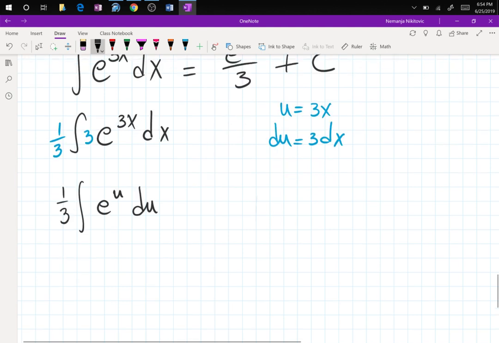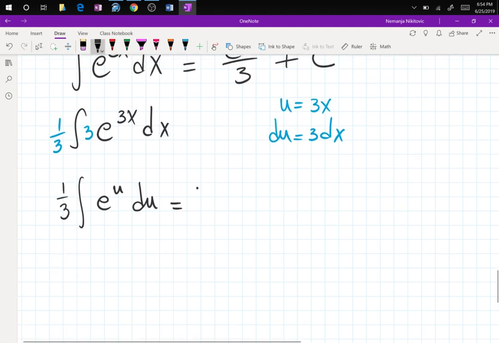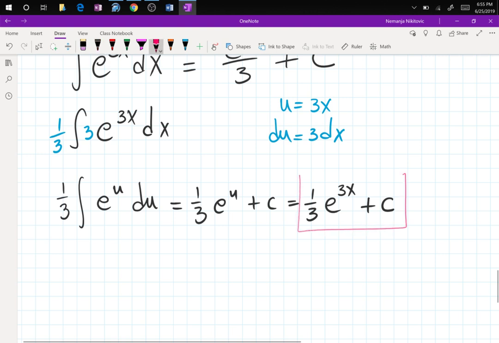What's the integral of e to the u? e to the u plus c. I don't care about u, I care about the x. And then plus c at the end. And you see that the formula which you had to memorize before, now you can actually do the long way.